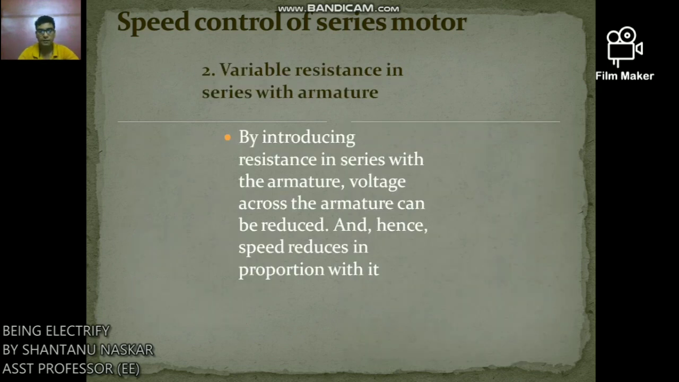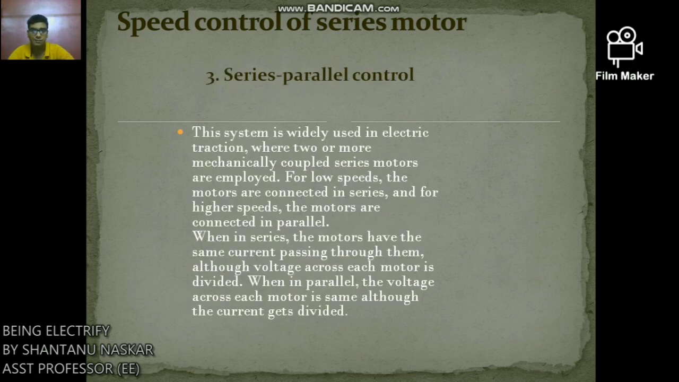Now, variable resistance in series with the armature. This is very easy. By introducing resistance in series with the armature, the voltage across the armature can be reduced, and hence the speed is reduced in proportion with it. Now the last, series parallel control of speed of a series motor.